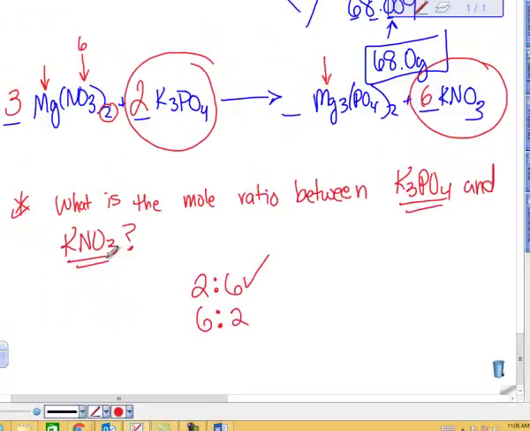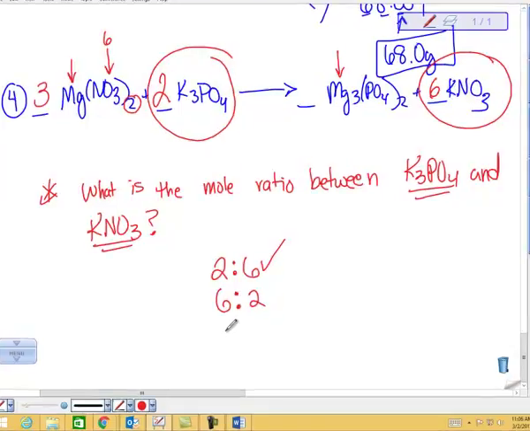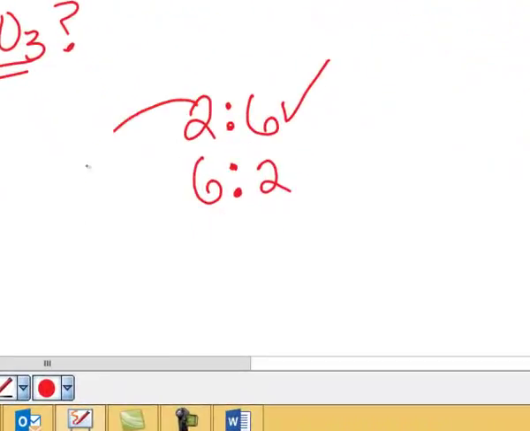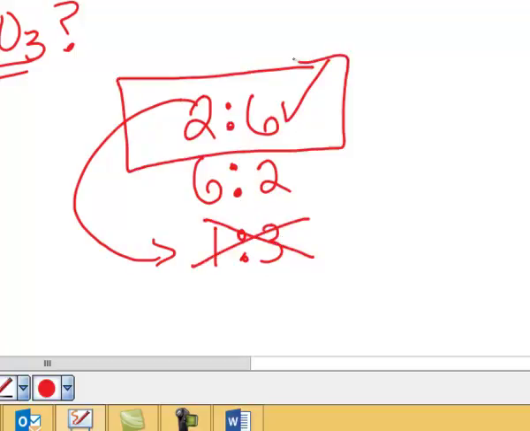Now, I just want to make sure you also know, I don't think the test does this, but I'm just kind of checking anyway. Would it be okay to go 1 to 3? Technically, that's totally true. But what if they ask you to balance the reaction first and give the correct balanced mole ratio? If they ask you for the balanced mole ratio, could you please stick to this guy, just for safety? Sound good? All right, cool, cool.